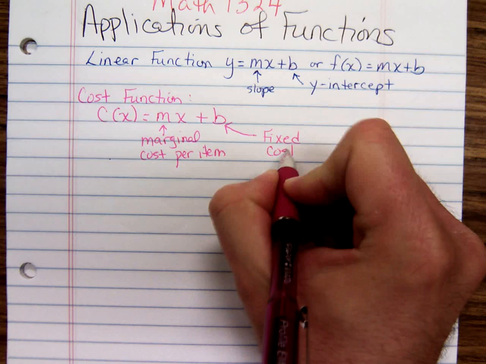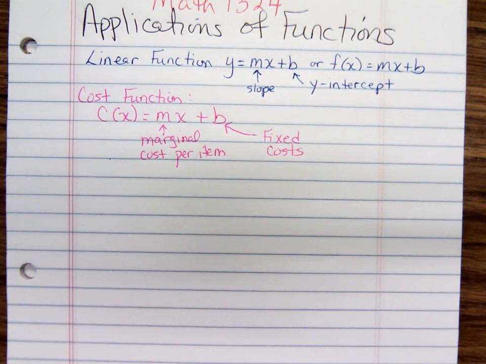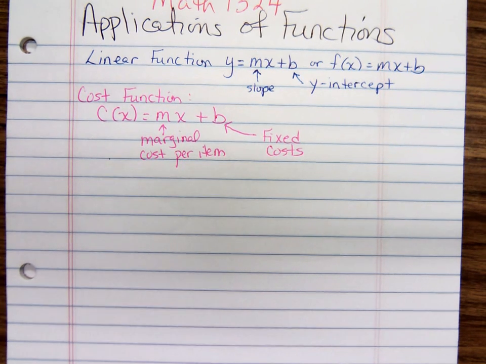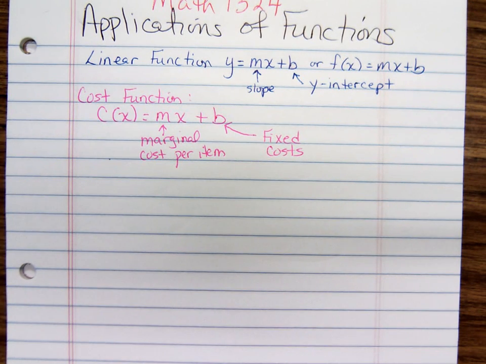Every sort of business has two types of costs associated with it: the fixed costs and then the marginal cost per item. The fixed cost would be things like rent on the building if you had some sort of store, where every month you've got to pay those fixed costs, whether you're open or not, whether you're selling any items or not. The marginal cost per item would be the cost of supplies that you use to make the items.